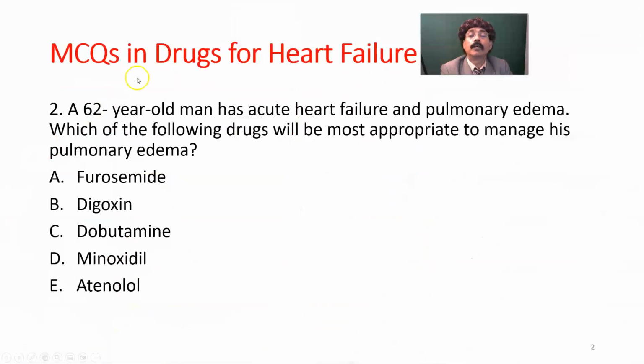Second question. A 62-year-old man has acute heart failure and pulmonary edema. Which of the following drugs will be most appropriate to manage his pulmonary edema? Choices are furosemide, digoxin, dobutamine, minoxidil, atenolol. The answer is A.